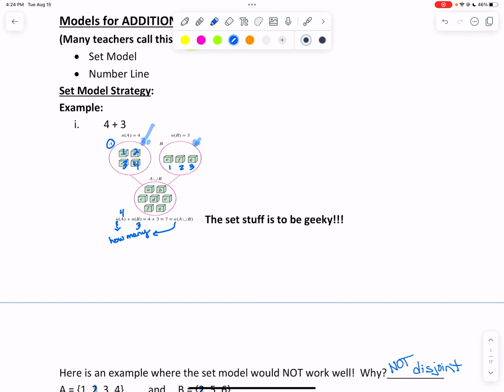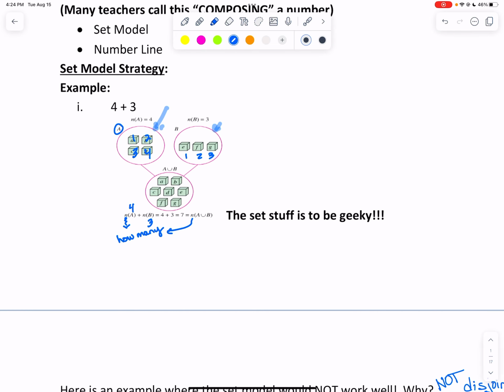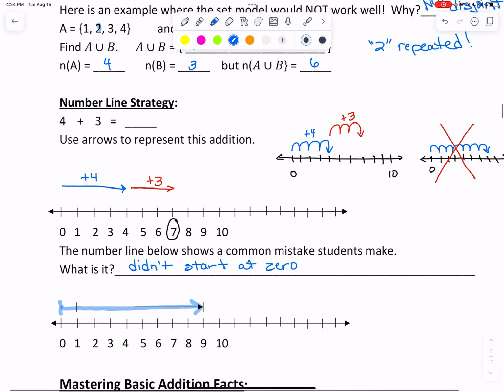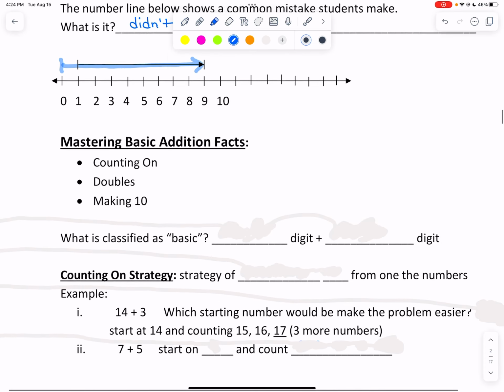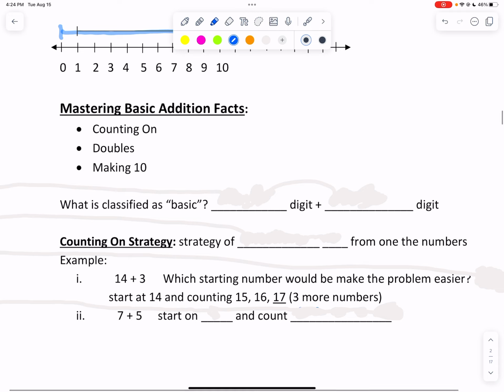So the set model is where you actually have items that you can put together. You've got 2 sets and then you put them together. And then you can draw it with the number line strategy, okay? So now let's talk about how to add some basic facts. There's multiple ways of doing it, but we're talking about counting on, doubles, and making 10 first, okay?